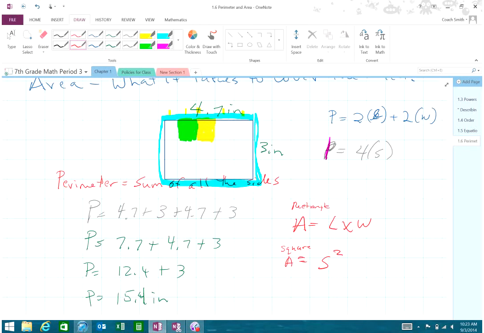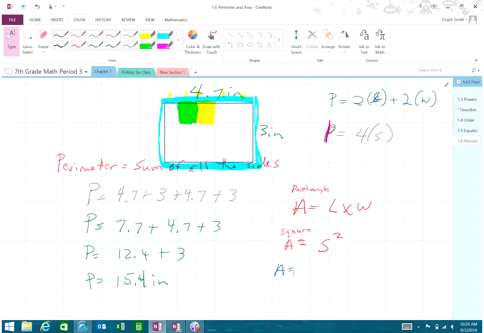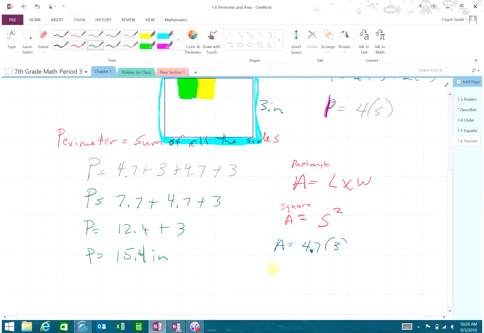But to figure the area of that square we drew, area would be, what is the length of that rectangle? Length is always the longest side, 4.7. So that would be 4.7 times the width, which is 3. Okay? And so that's going to give me the area is equal to 14.1 inches squared.